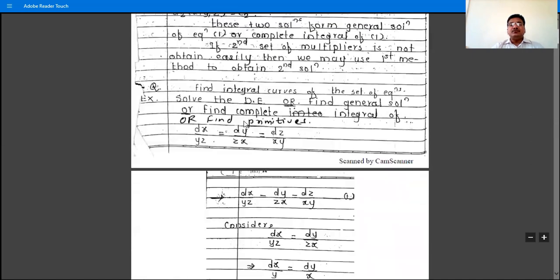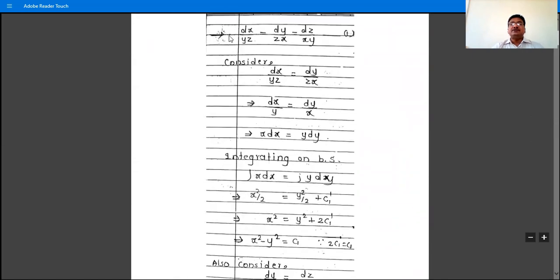So why do we consider here the first two fractions? Because the z variable is cancelled from these two fractions, and then we have dx by y is equal to dy by x. And after separating the variables, that is shifting this x to the LHS, we have x dx is equal to y dy. So this is a differential equation of variable separable form, of first order and first degree in x and y.